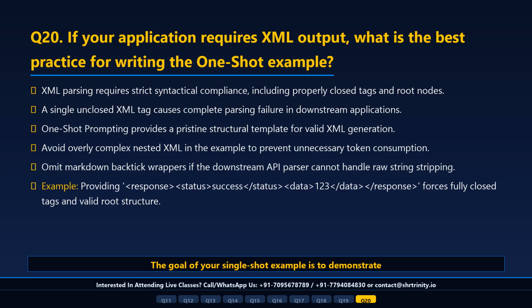A crucial best practice here: keep your example XML structure clean and concise. Deeply nested, overly long XML examples consume unnecessary context tokens and can induce generation errors. A lightweight, pristine XML example guarantees high accuracy when bridging modern AI models with legacy enterprise software.